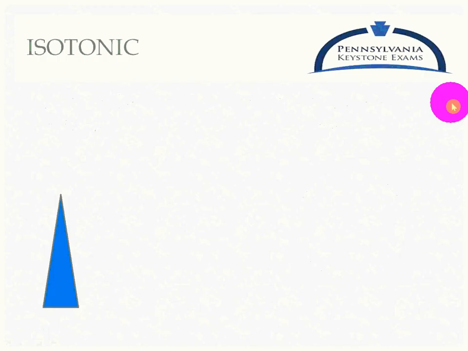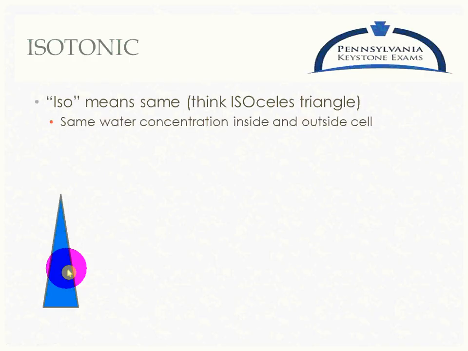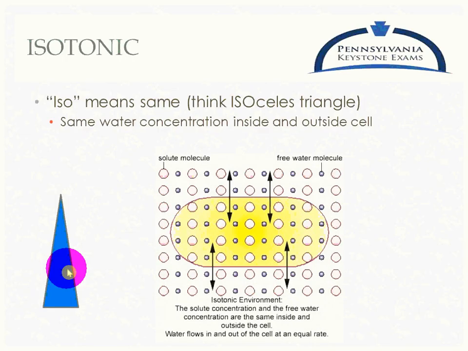The last one is an isotonic environment. Iso is just a Latin-Greek prefix meaning same. Think of an isosceles triangle. An isosceles triangle has two of the same angle, two of the same size. Iso means same. So in an isotonic environment, what it means is the water concentration and the solute concentration are the same on the inside and the outside of the cell. So you can see in this picture, it's the same on the inside and it's the same on the outside.